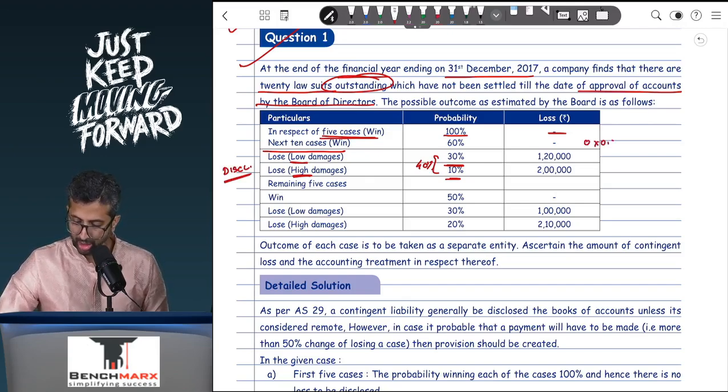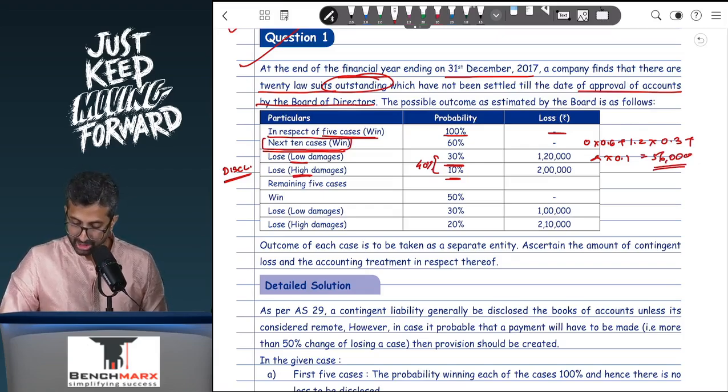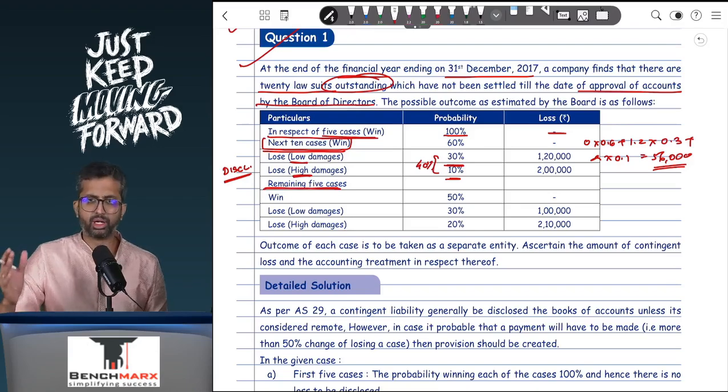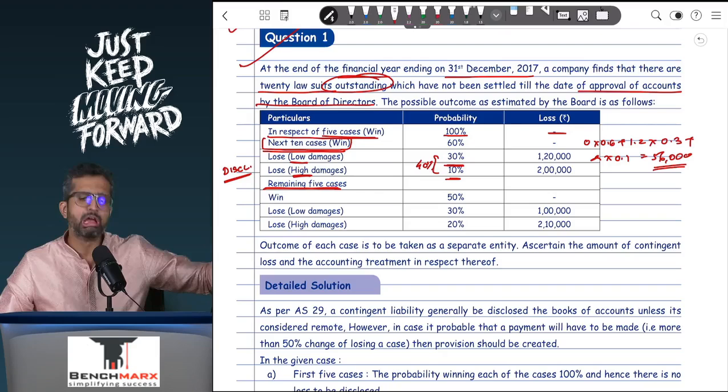So 0 into 0.6 plus 1,20,000 into 0.3 plus 2 lakhs into 0.1. So this comes to, I think, 56,000 unless given otherwise. This is per case, the Institute takes it, and hence for 10 cases, this is 56,000 into 10, that is 5,60,000. Similarly, for the remaining 5 cases, out of 20 cases, 5 you are expected to win, so nothing. Next 10, there's a 60% chance of winning, 40% chance of losing, and hence you will give a disclosure.